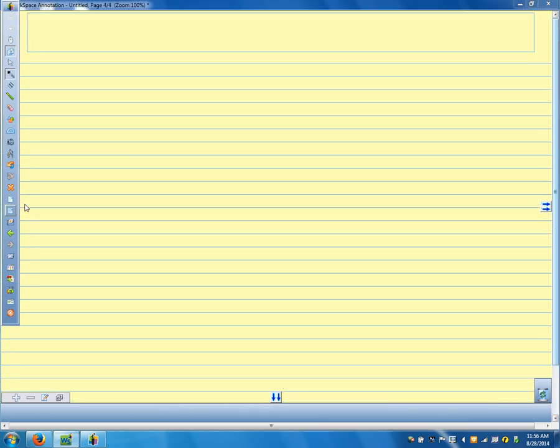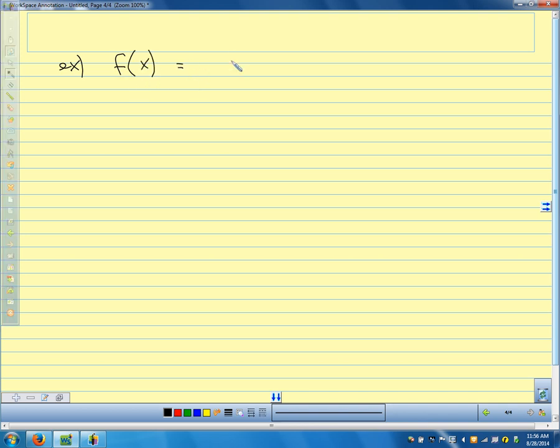All right, I'm going to do two examples of this to show you how we have to be careful. f of x equals 1 over x minus 2, and g of x equals the square root of x. The problem asks us to find f of g of x and its domain.